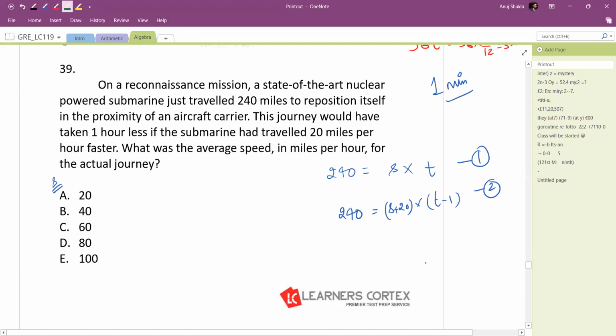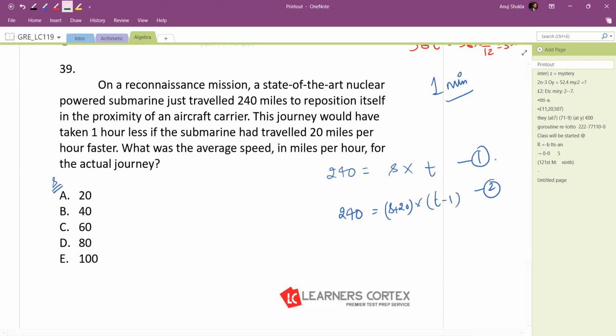Now tell me one thing. In equation 1 and equation 2, do you have any problem in making an equation? Solving is a different thing that you can do. How I am forming the equation, do you have any problem in that? No, right? Say something. No, right? No problem in forming the equation.